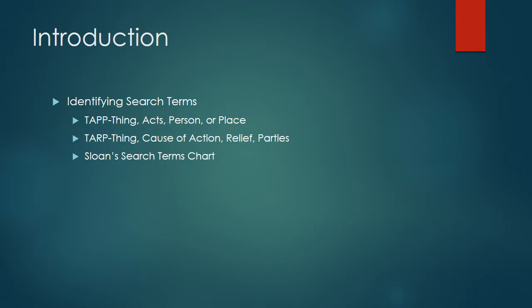There are different techniques used to develop search terms. We're going to talk about 3 of them. One is called TAPP, the acronym TAPP, which stands for things, acts, person, or place. The other one is TARP, which stands for things, cause of action, relief, and parties. And the third one comes from our textbook, and I'm calling it the Sloan Search Terms Chart method. These techniques have been developed to help you think of words to look for when you're doing your research.